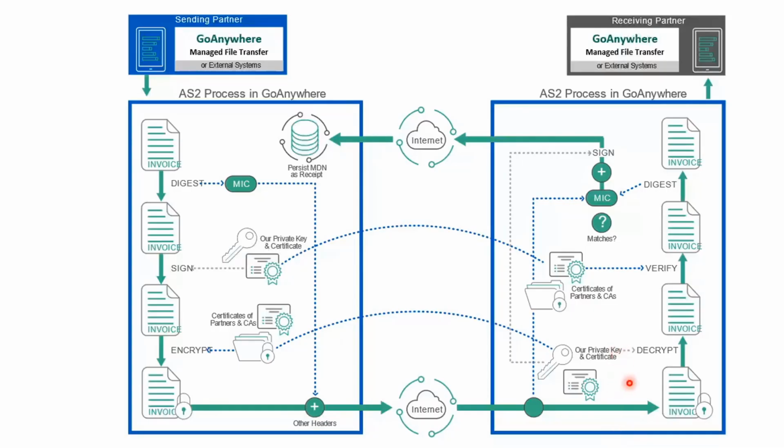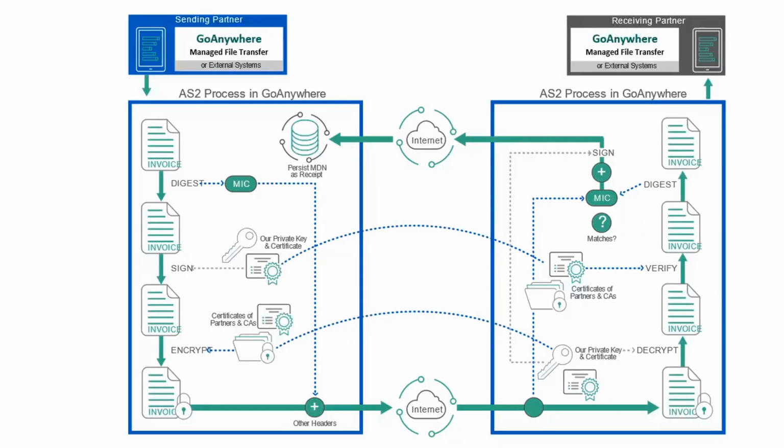The file is decrypted using the recipient's private certificate. The signature is validated using the sender's public certificate, and a new MIC is calculated and compared to the initial value. Once we've validated the sender, once we've validated the recipient, and once we have validated the integrity of the data, the recipient can then generate and digitally sign the message disposition notification receipt, the MDN, and return this to the sender. This is the non-repudiation, the legal proof to both parties that the data exchange was successful and that this is a legal transaction.